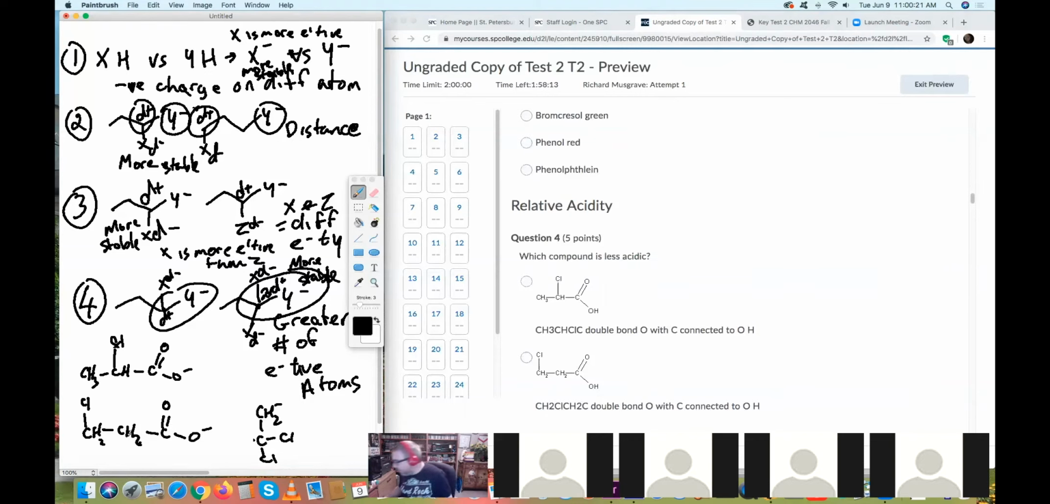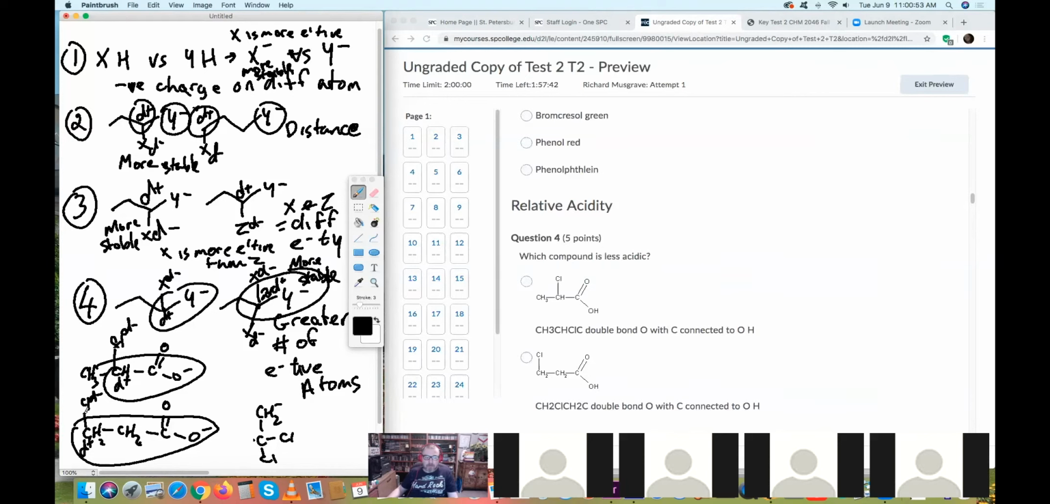But what's important is, let's put these partial charges on, and you can see it's going to be distance. It's going to matter. So you've got the delta plus with the O minus and the delta plus with the O minus. All right. Does anybody have any questions about that? So which compound is less acidic? Which one would it be? The first one or the second one? Less acidic.